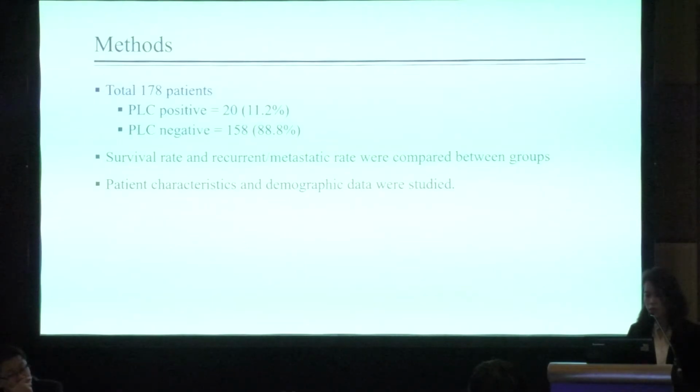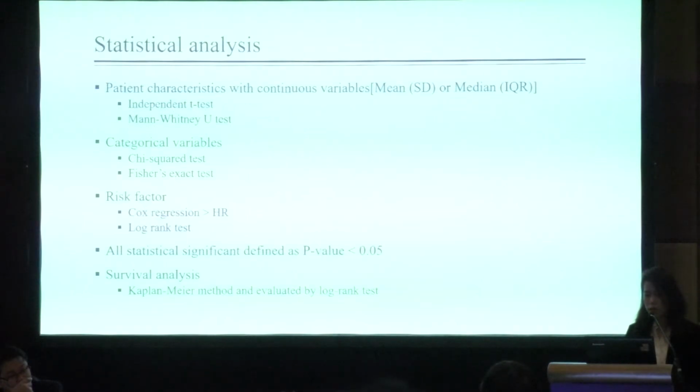There were a total of 178 patients. 20 of them had positive pleural lavage cytology. Survival rate and recurrence rate were compared between the 2 groups. Continuous data were reported as mean with standard deviation or median with interquartile range and compared by the independent t-test or Mann-Whitney U test. Categorical variables were presented and analyzed by chi-square or Fisher's exact test. Survival rate and recurrence rate were analyzed by the Kaplan-Meier method and evaluated by the log-rank test. We defined statistical significance as a p-value lower than 0.05.